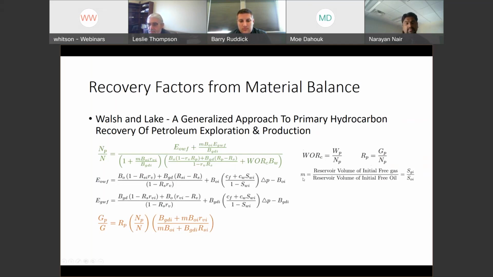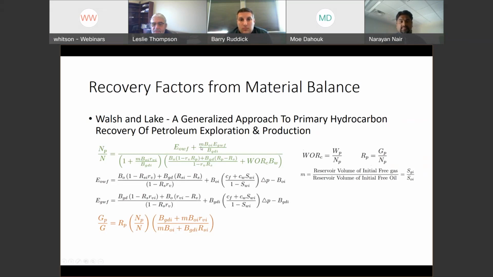There's one thing in that book, he does a lot of cases for these recovery factors, but if I recall correctly, he doesn't consider the case where we are dealing with undersaturated gas condensates, where SO is 0, in which case M goes to infinity. In that case, do not panic.